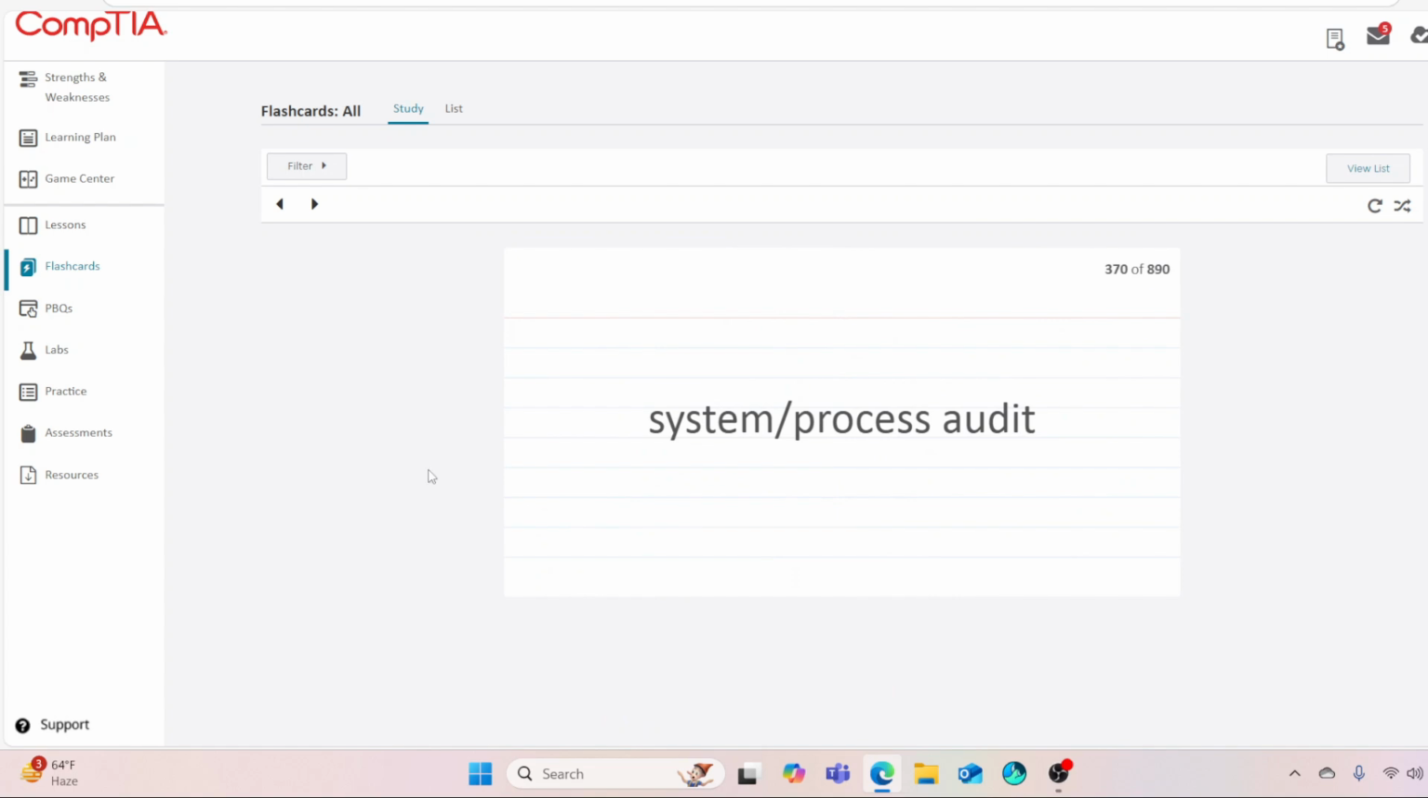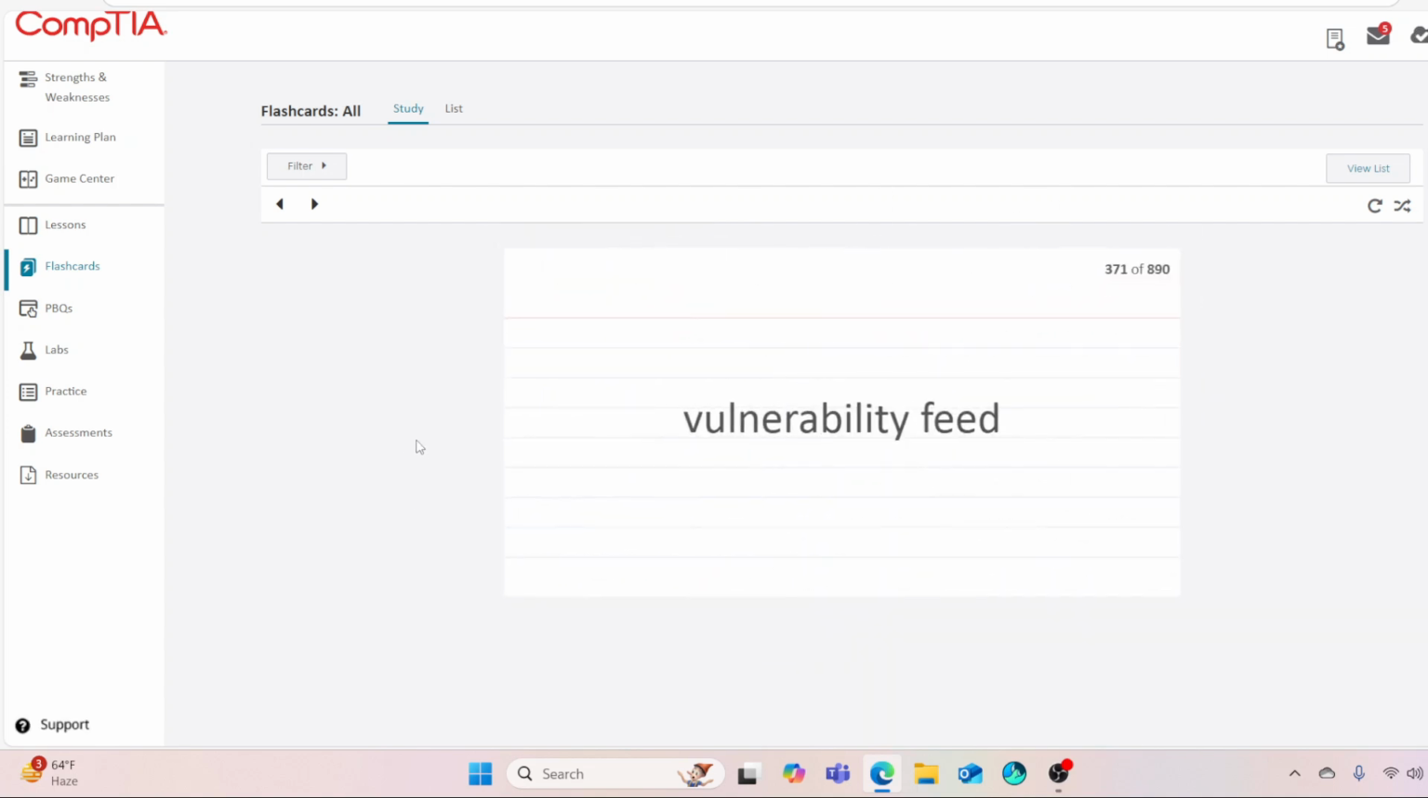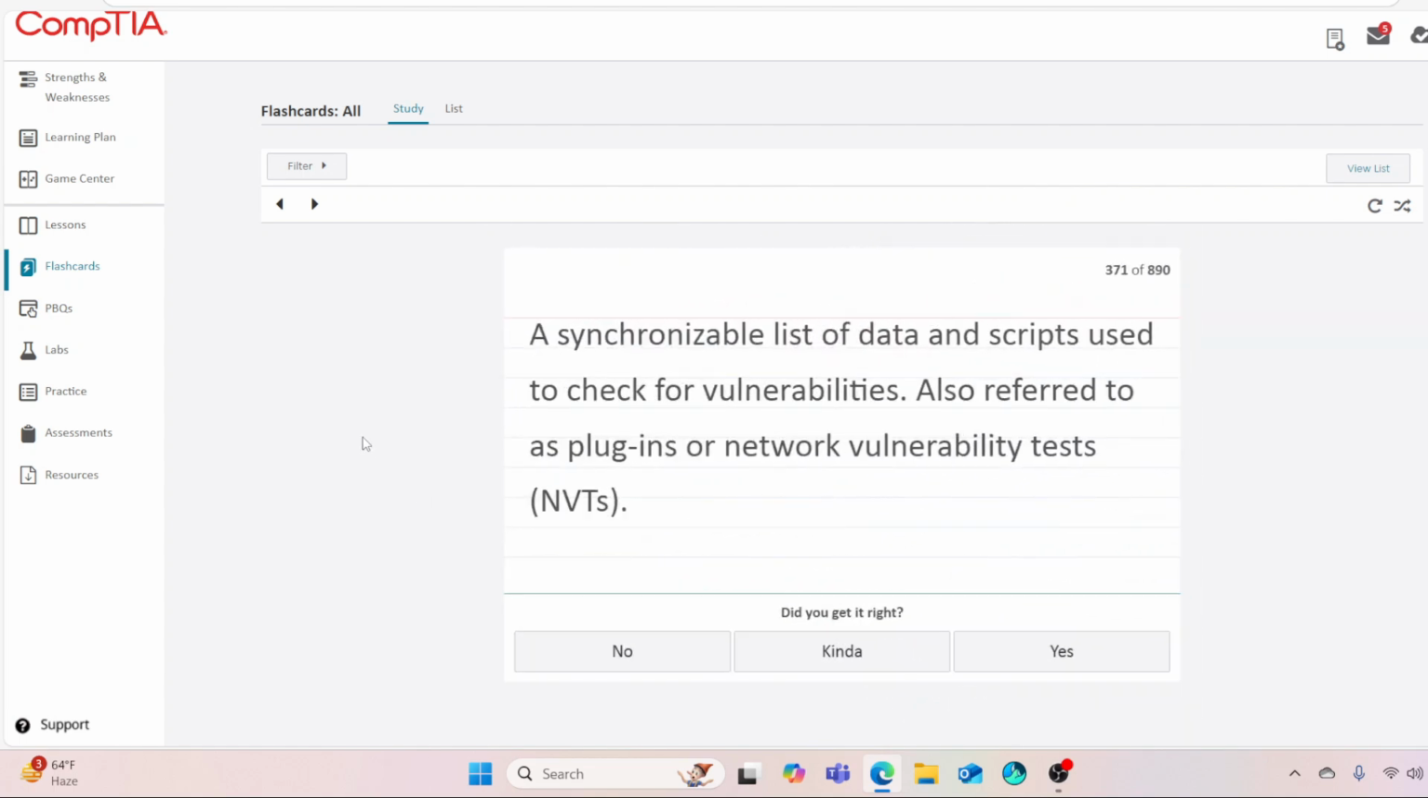System process audit. An audit process with a wide scope, including assessment of supply chain, configuration, support, monitoring, and cybersecurity factors. Vulnerability feed. A synchronizable list of data and scripts used to check for vulnerabilities, also referred to as plugins or network vulnerability test.